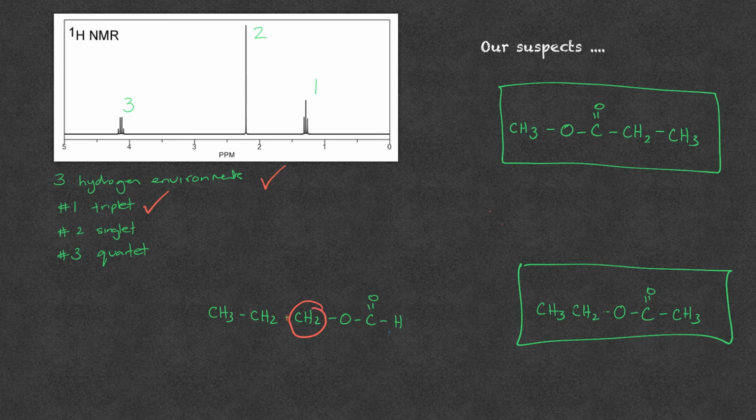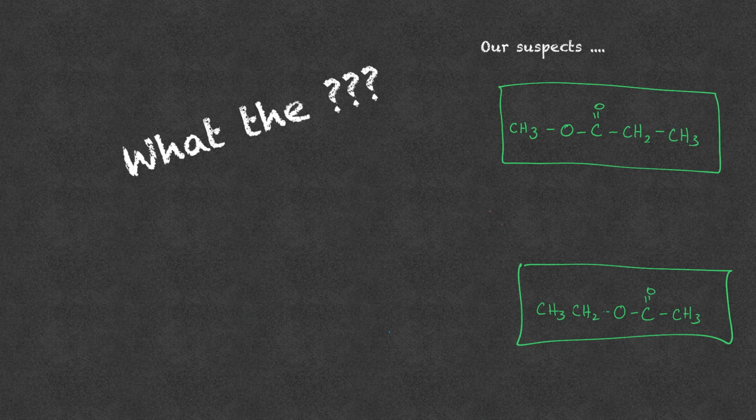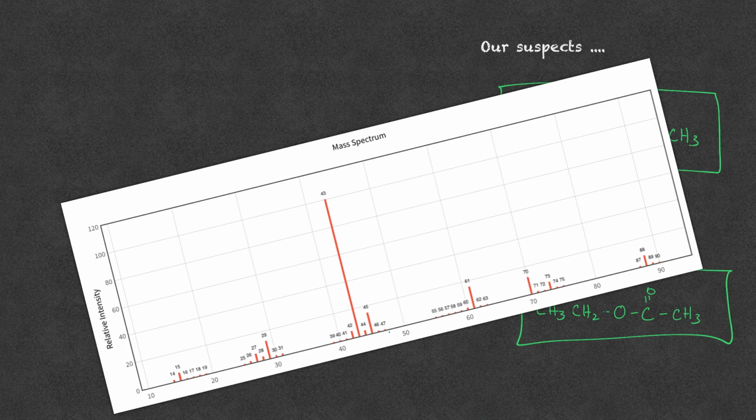But let's have a look at the third one anyway. We've got 2 neighbours, which should be a triplet. That would make 2 triplets. We haven't got them, so this is definitely not one of the options. So how are we going to differentiate these? That's when we go back to our little old friend, our mass spec.